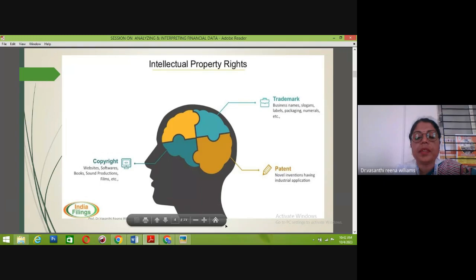Now, this slide, as you can see, I already told you what is a trademark, what a patent is, and what a copyright is. The reason why I put up this slide is that in the left-hand corner you can see something called India filings. This image was not done by me. It was taken from the internet. I downloaded it from the internet, but I have given the source from where I have taken it.